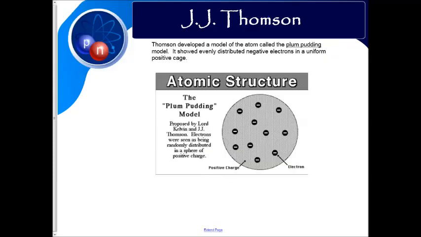He called his theory the plum pudding model because he said there wasn't just an atom, but there was this big clump of positive material that had these little negative electrons scattered throughout, kind of like plums in plum pudding.